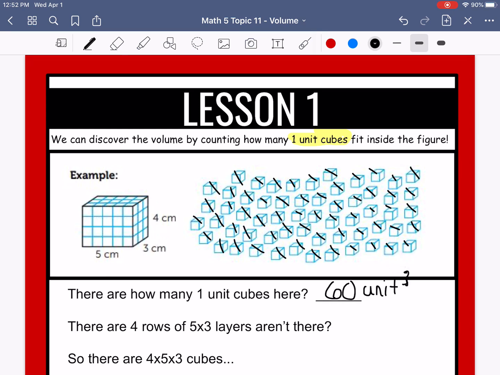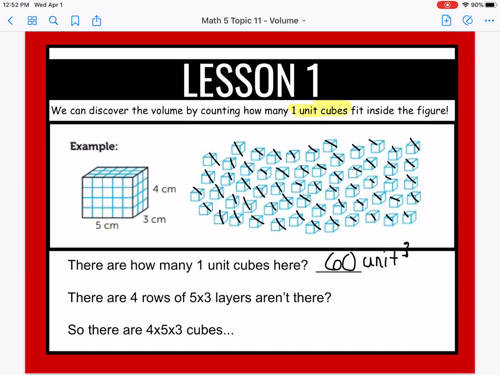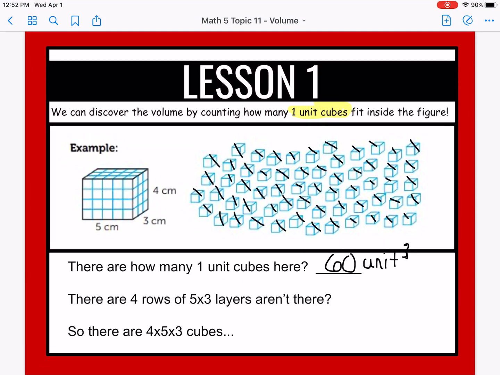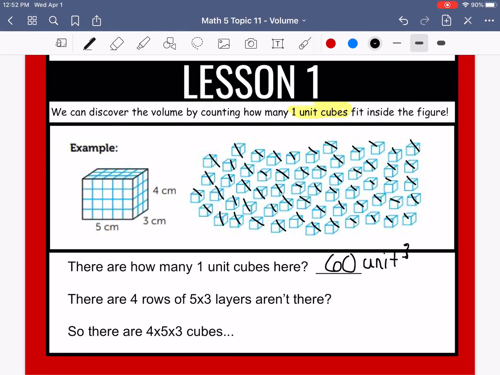That little 3, or you can write cubed. Now, that seems like a lot of work, doesn't it? I mean, that's great, but what if it's even bigger? What would we do? So I have a few questions. How many rows of 5 by 3 layers are there?